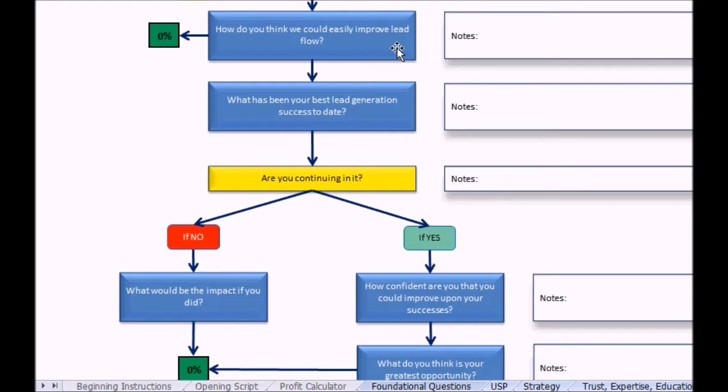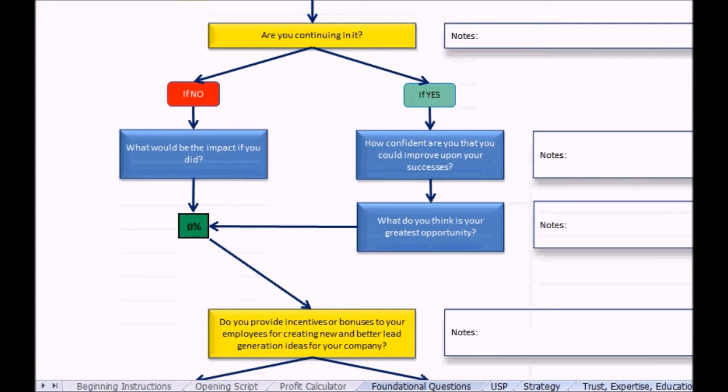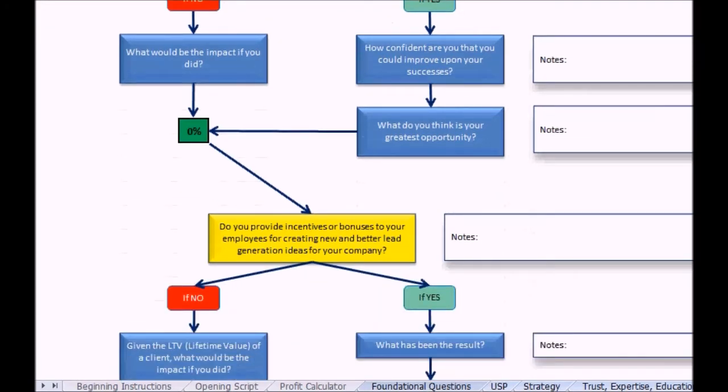What's been your best lead generation success to date? You know, some businesses grow so well in the beginning, and then they get so involved in the business, and perhaps the owner was out selling on the street. Well, if they just return to what they did, they could grow like crazy again. So you want to find out what they've done in the past. Are you continuing in it? If no, what would be the impact if you did? And if yes, how confident are you that you could improve upon your success? What's the greatest opportunity? So put that percent in here.